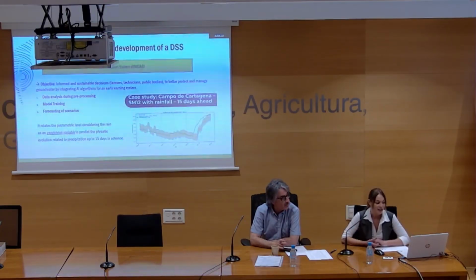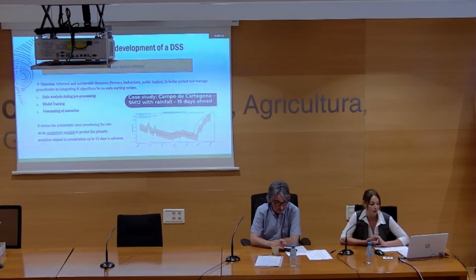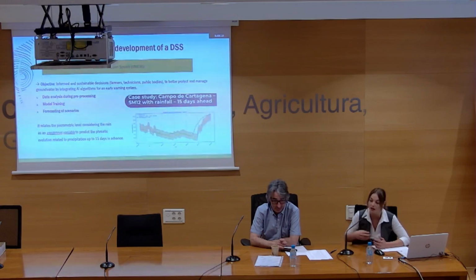Then the decision support system will be an application or a tool that will allow for informed and sustainable decisions, and is supposed to be a friendly tool for the water users, so that they can better protect and manage the groundwater. And we're going to do that with an artificial intelligence algorithm.